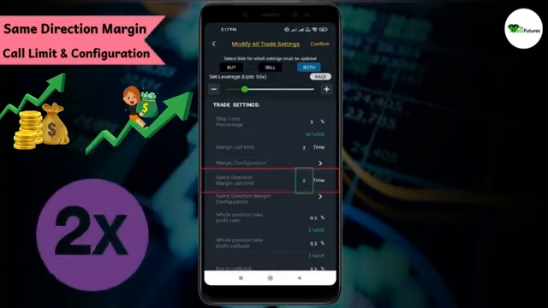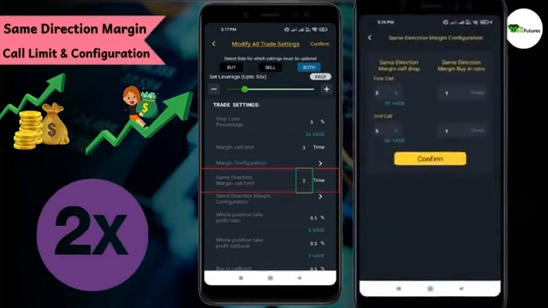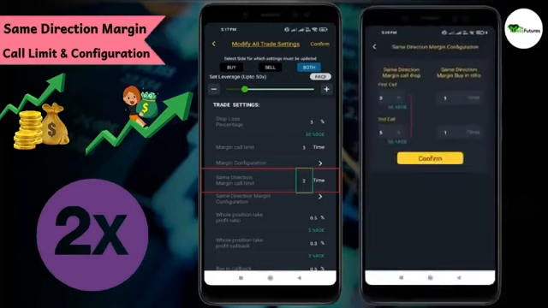I have entered 2 in the same direction margin call limit, so 2 calls are getting displayed in the same direction margin configuration. Whenever the trade goes by 3% in the same direction in which the trade is already placed, the first call will hit and the bot will place a trade once. Similarly, when the trade goes by 5% in the same direction, the second call will hit and the bot will place the trade once.